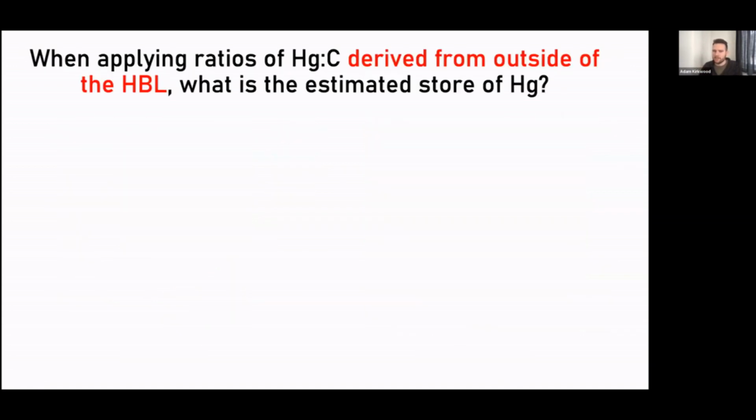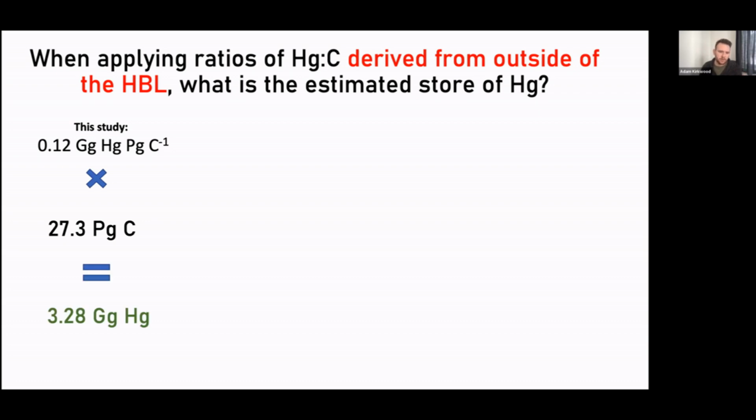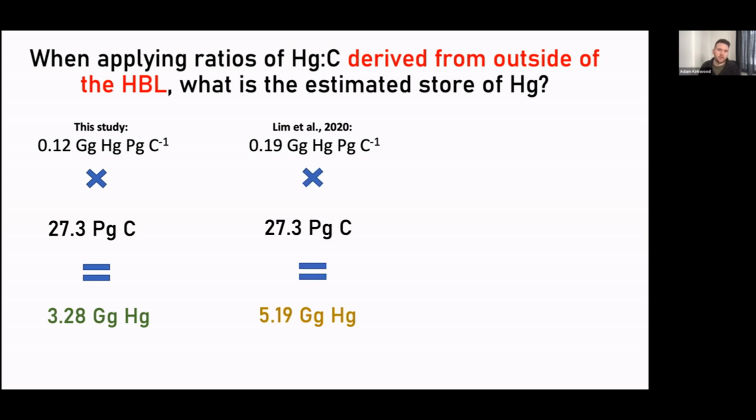So if we apply these ratios to our carbon storage from the Hudson Bay Lowlands, how much mercury are they going to estimate? Just a quick reminder, in our study, we found 0.12. If we multiply that by our 27 petagrams of carbon, we estimate 3.28 gigagrams of mercury. If we take Lim et al. 2020's value of 0.19 gigagrams of mercury per petagram, apply that to our calculated carbon storage, they would estimate 5.19 gigagrams of mercury. So it's a little bit higher than any of the estimations that we have done.